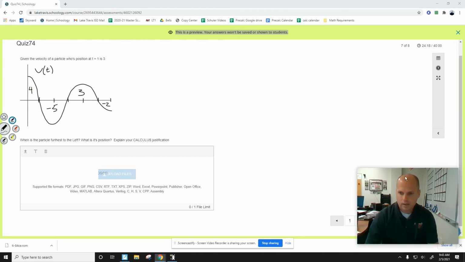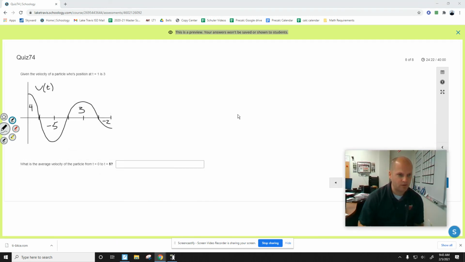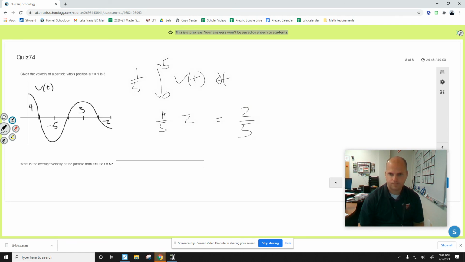And then finally, average velocity from 0 to 5. Average velocity is area under velocity, not area under position, not velocity values, times 1/5. 1, 2, 3, 4, 5. Okay, so the area from 0 to 5 is -1 plus 3, which is 2, times 1/5, and you get the answer 2/5.